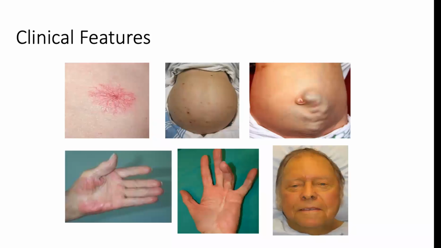So clinical features of chronic liver failure. Early clinical features are usually non-specific. They include things like anorexia, lethargy, weight loss, hepatomegaly, pruritus, nausea, the list goes on. And then as patients develop more advanced disease, typical stigmata appear.